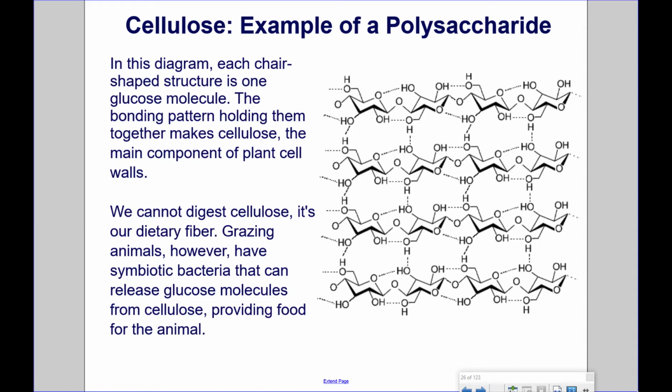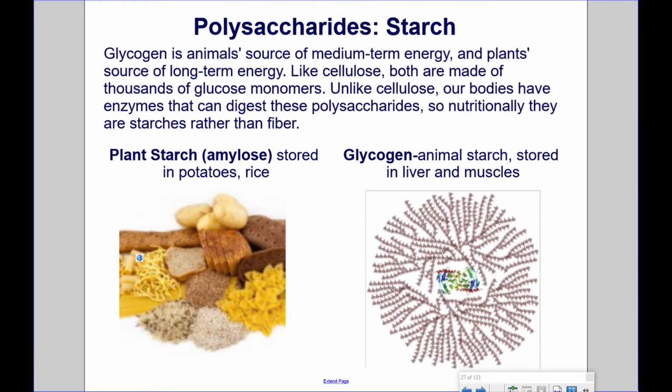Cellulose. Example of a polysaccharide. In this diagram, each chair-shaped structure is one glucose molecule. The bonding pattern holding them together makes cellulose, the main component of plant cell walls. We cannot digest cellulose. It's our dietary fiber. Grazing animals, however, have symbiotic bacteria that can release glucose molecules from cellulose, providing food for the animal.